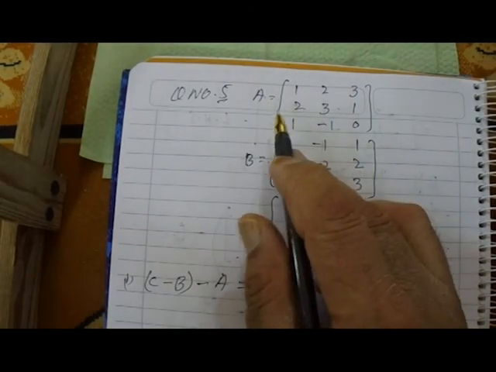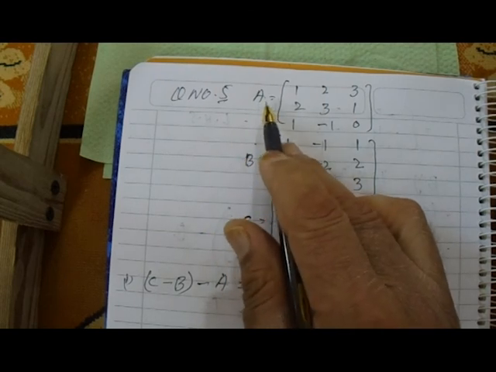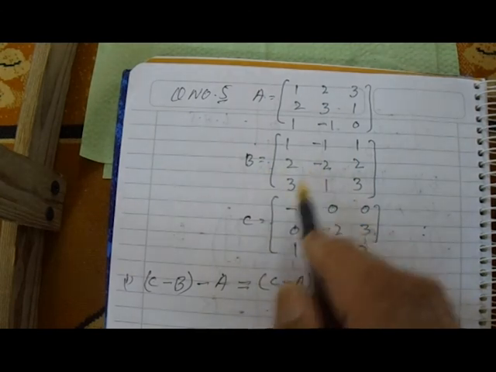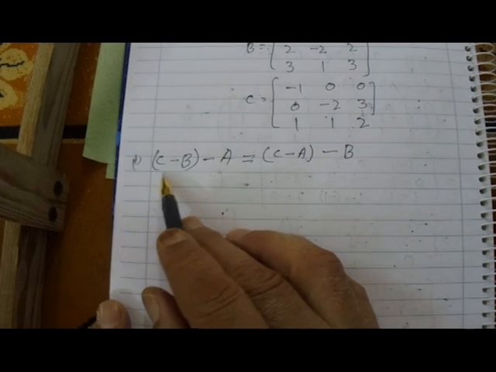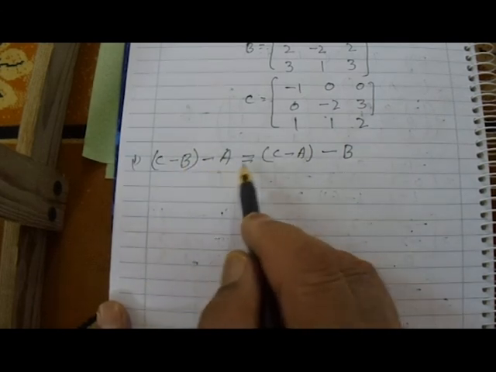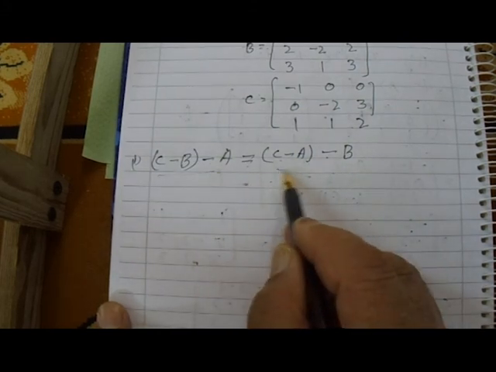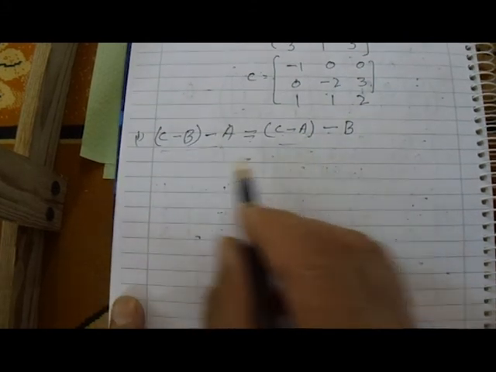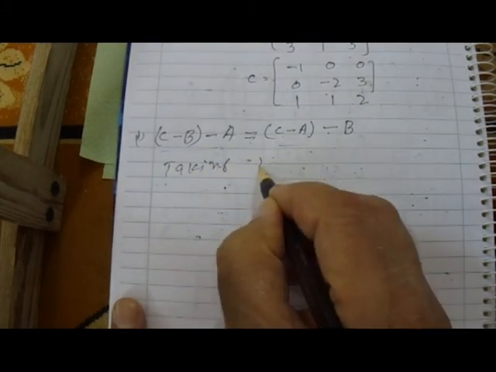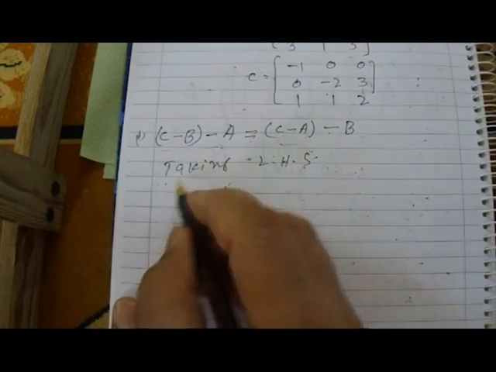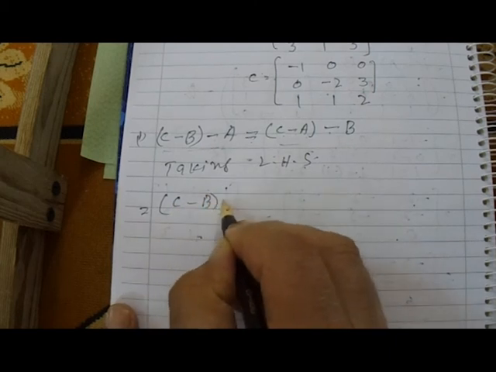This is the fifth question, and given matrices A is equal to this matrix, B this, C this. Now we have to find C minus B minus A is equal to C minus A minus B, and this is our left hand side, this is our right hand side. Now first we take the left hand side. This we write here: C minus B and minus A.